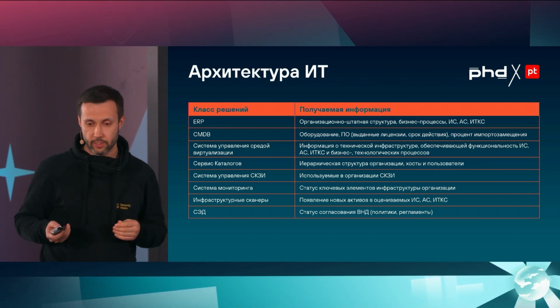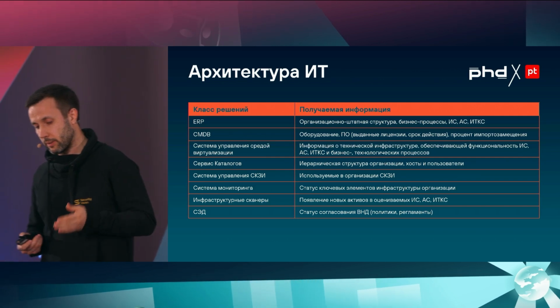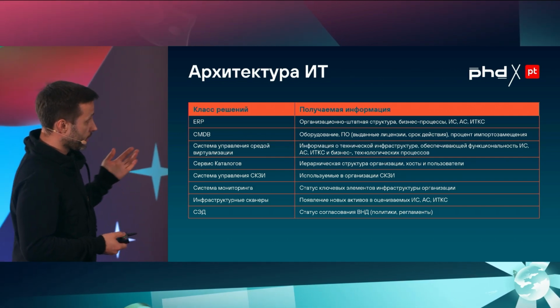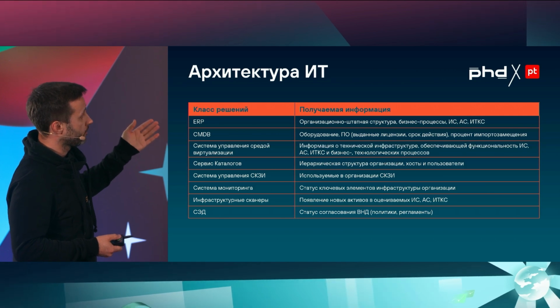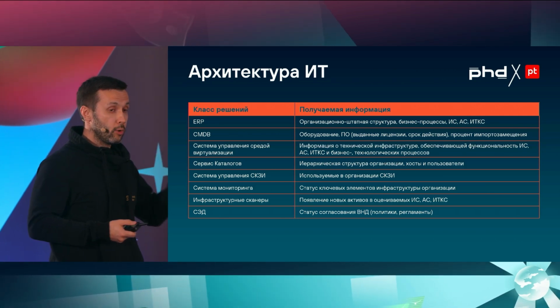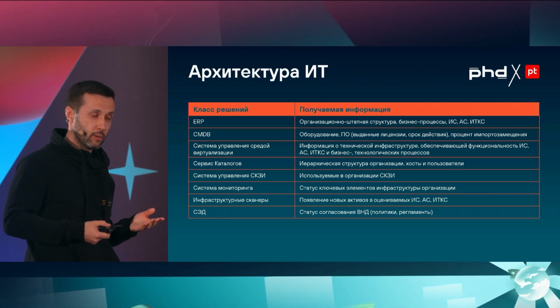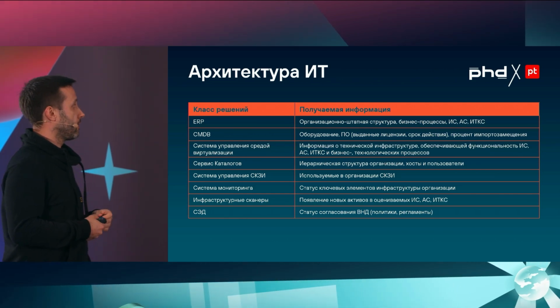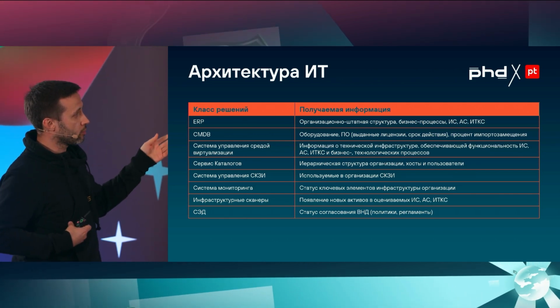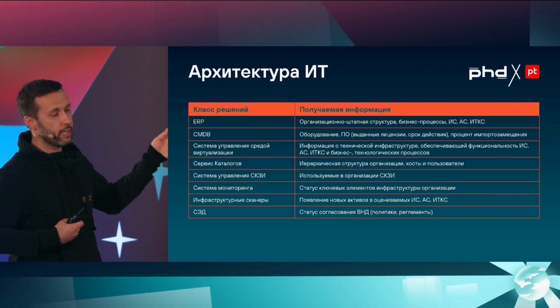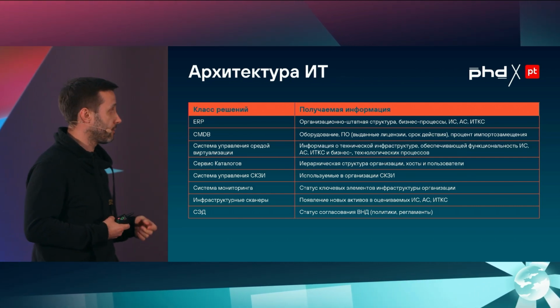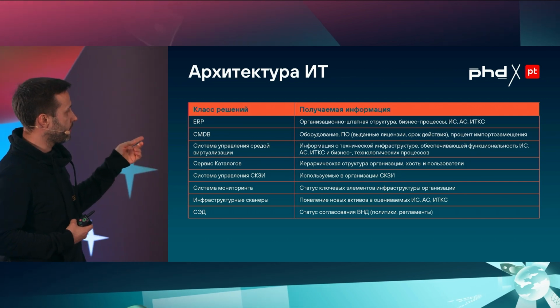A virtualization management system, to understand where the assets being assessed are located and whether they have backups and snapshots. Then it's interesting to see integration with the catalog service and the monitoring system, to understand the status of the assets being assessed, for example those belonging to this information system. Infrastructure scanners add assets to the new infrastructure, and the process of agreement is built through them.